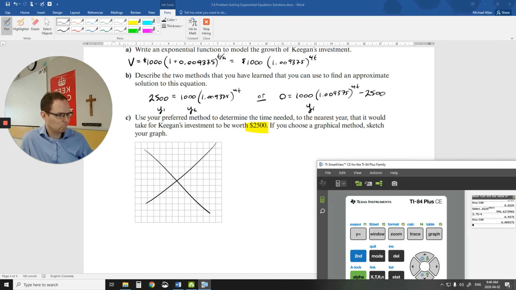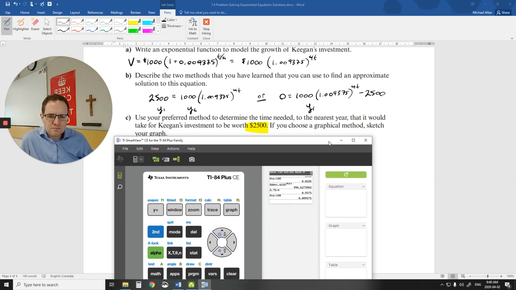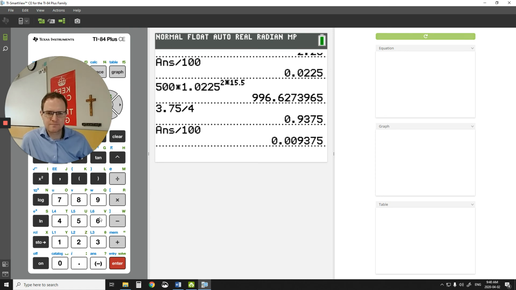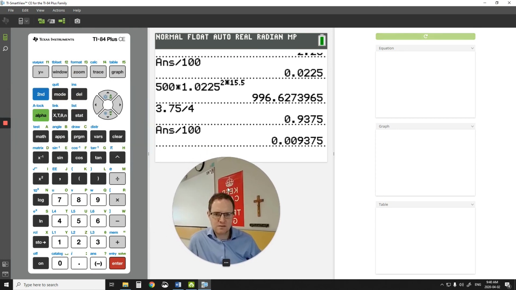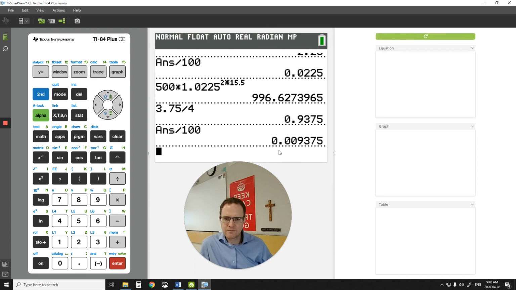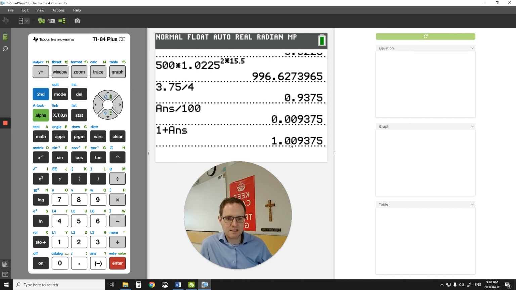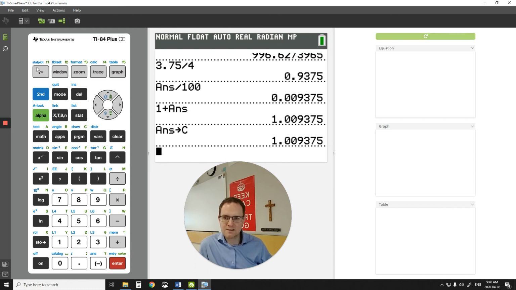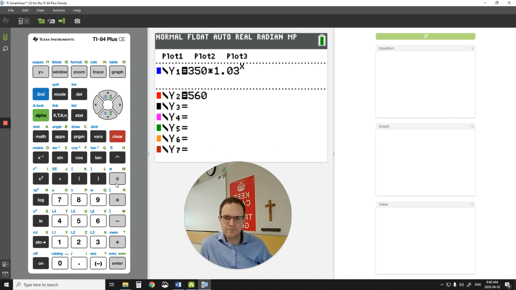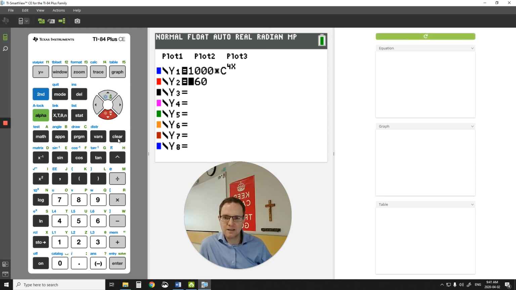Okay. So this is I'm going to go 1 plus that answer there. Okay, so that's my C value. So what I'm going to do is I'm just going to store that into C so I don't have to type it out next time. So I'm going to go to my graph here. I'm going to start off with $1,000. I'm going to times it by my C to the power of 4x. All right, and then down here I'm going to go 2,500 is what I'm looking for this equation.